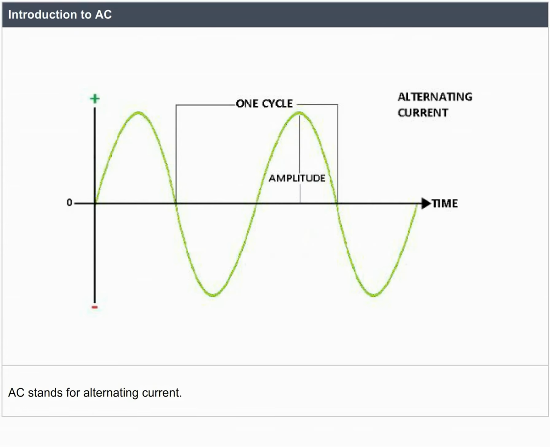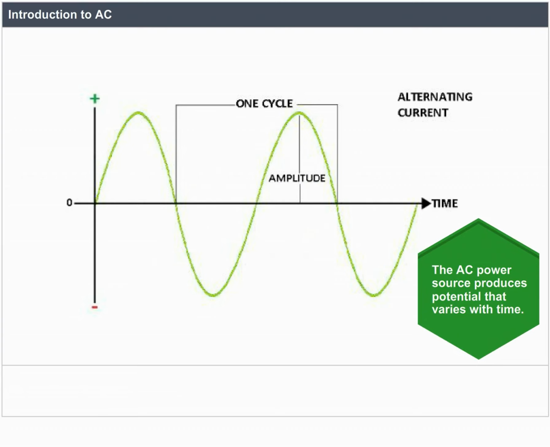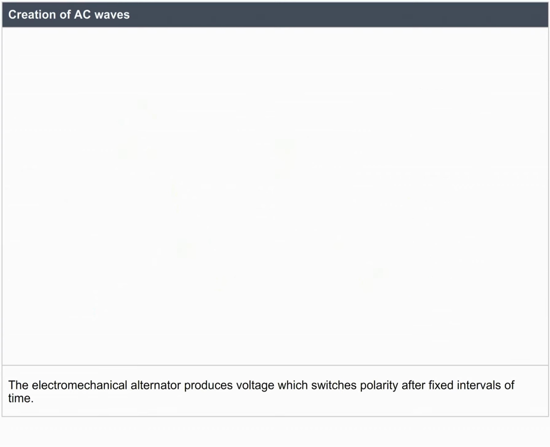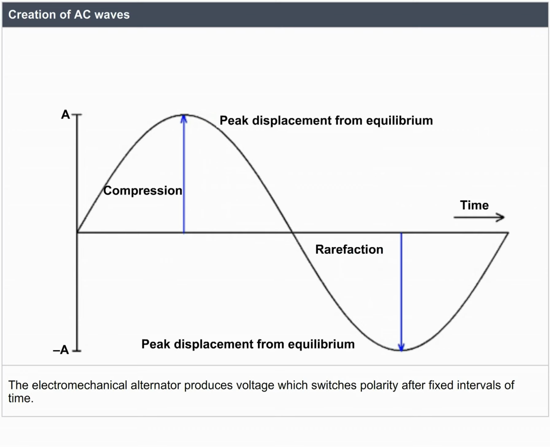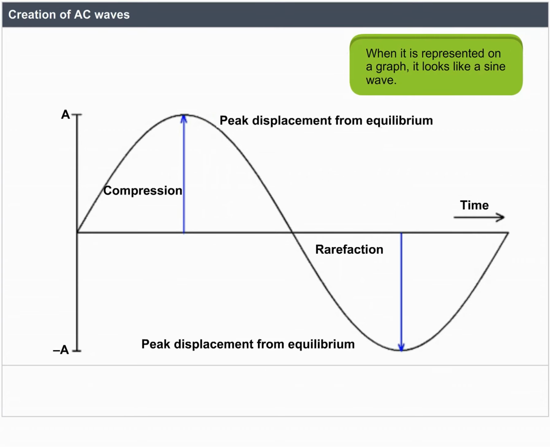Introduction to AC. AC stands for alternating current. The AC power source produces potential that varies with time. Creation of AC waves. The electromechanical alternator produces voltage which switches polarity after fixed intervals of time. When it is represented on a graph, it looks like a sine wave.